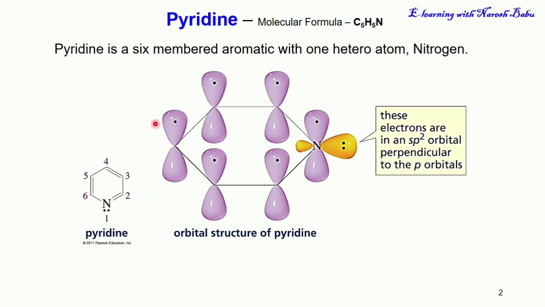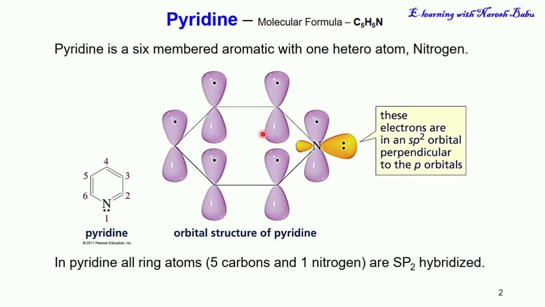This orbital picture indicates that these electrons are in an sp2 orbital, perpendicular to the p orbital. The nitrogen, shown in yellow, has an sp2 orbital, and the remaining pink ones are p orbitals. The pink ones are the p orbitals of the carbon atoms and also the p orbital of nitrogen, and the yellow one is the sp2 orbital of the nitrogen atom.